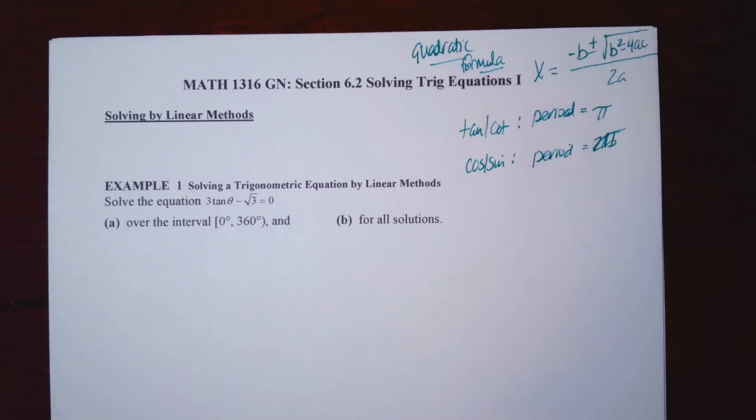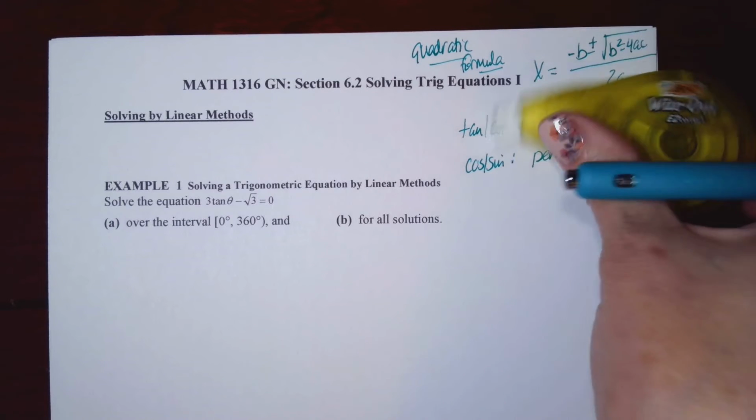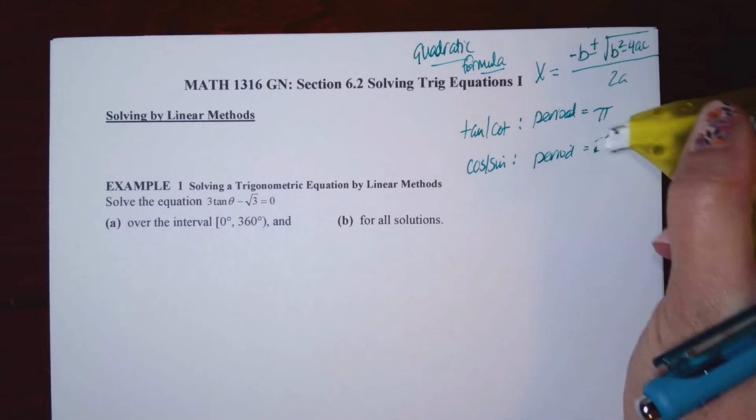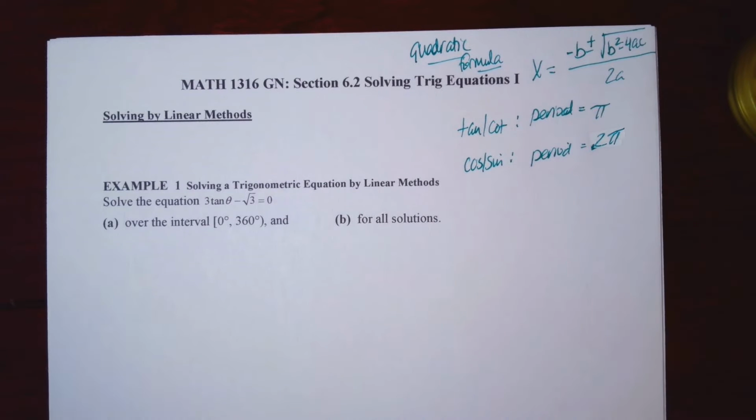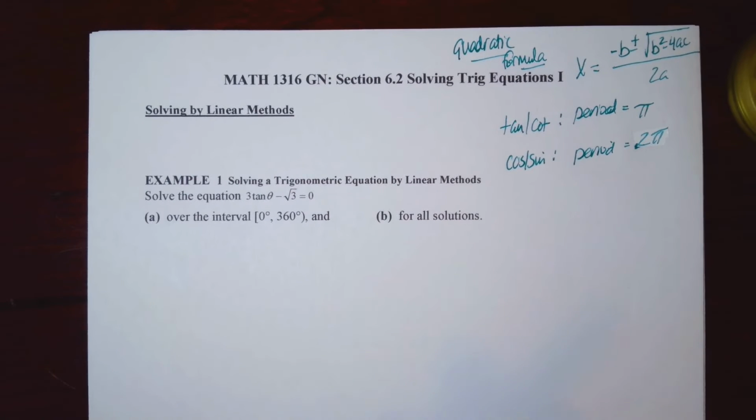They're periodic over 2 pi, so it takes a full rotation on our unit circle to go through one period for sine, cosine, or their reciprocal functions. So just keep that in mind as we solve, so that you can reason through when you need to make adjustments. Okay, solving by linear methods first.